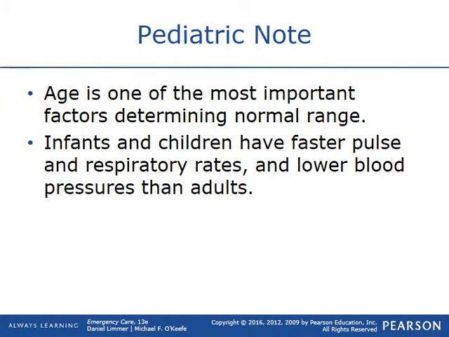Remember that infants and children have faster pulse and respiratory rates and lower blood pressures than adults. So age is one of the most important factors in determining what the normal range would be.